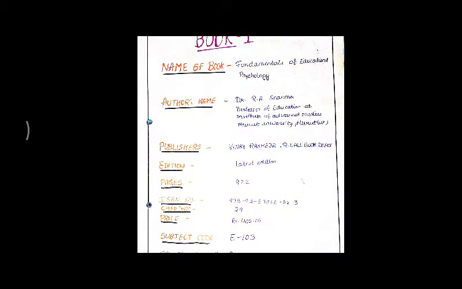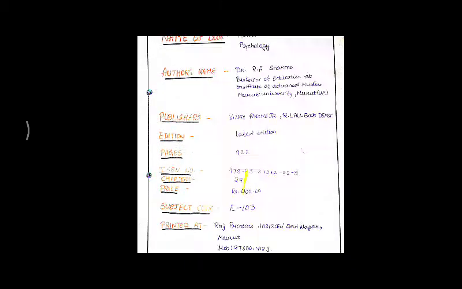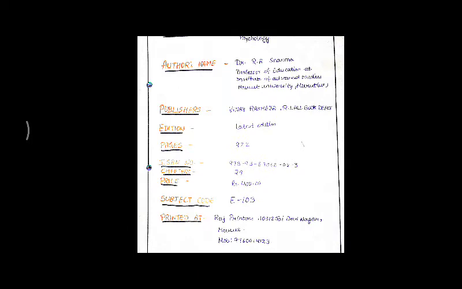There are the name of the book, author's name, publisher, edition, page numbers, ISBN number, chapters, price, subject code, and printed at which place. So you can write any of the things that you would like about the book or that are necessary to be pointed out from the book.